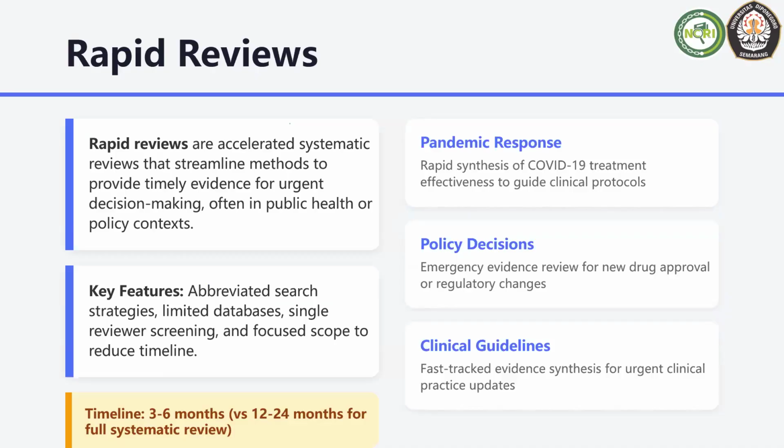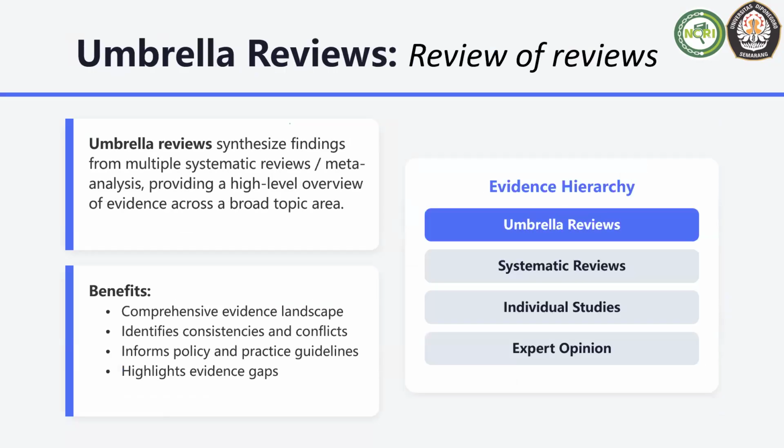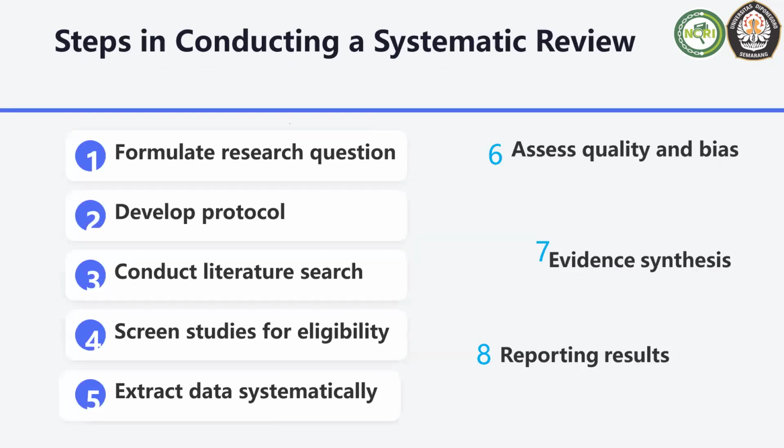So a rapid review, from the word rapid, is more like a systematic review, but this time around, the time is very shortened because of its emergency. So that is what we call a rapid review. An umbrella review is a review of reviews, where instead of going for individual articles as in a systematic review, you pick the systematic reviews and you review them. So that's why it's called a review of reviews. I hope now you can really tell the difference amongst all those kinds of reviews.